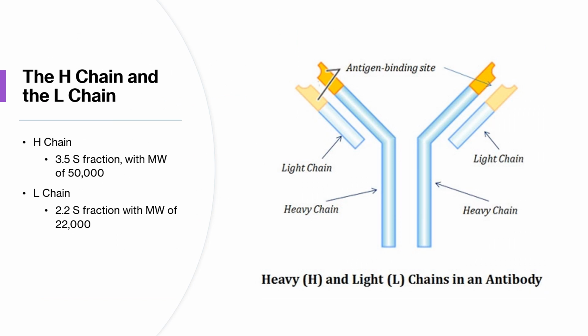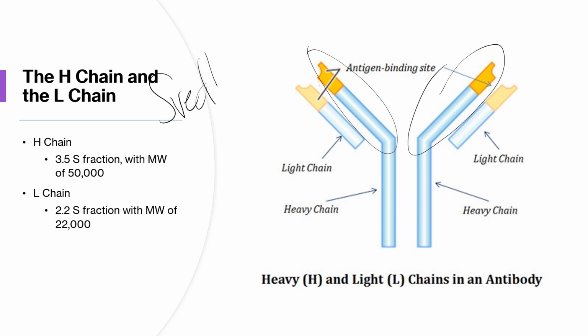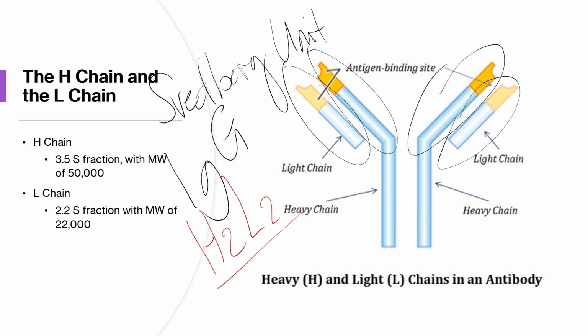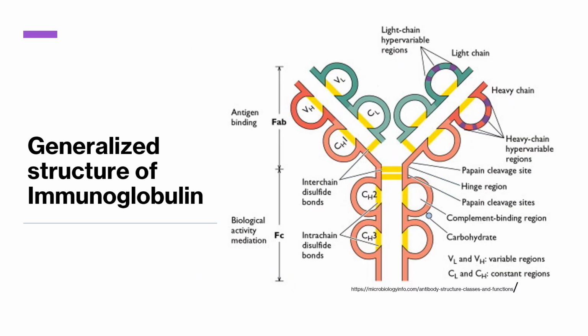We have the H chain here. Sorry, this is the H chain with a 3.5S structure, again, the S there is the Svedberg unit of coefficient, with a molecular weight of 50,000, while the L chain here has a 2.2S fraction with a molecular weight of 22,000. Now, these two pieces occurred in equal amounts, indicating the formula for your IgG, which is H2L2, and actually this is the generalized formula for all immunoglobulins. So this slide represents the generalized structure of immunoglobulin.